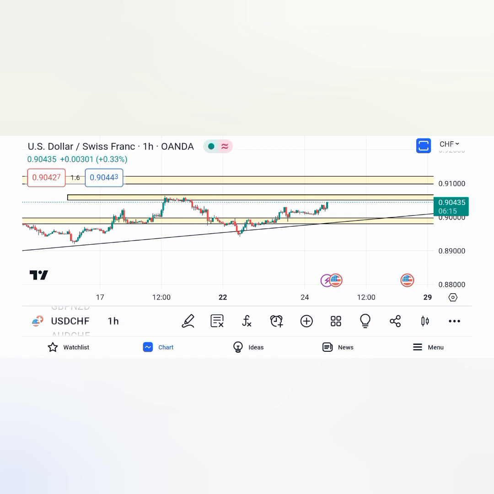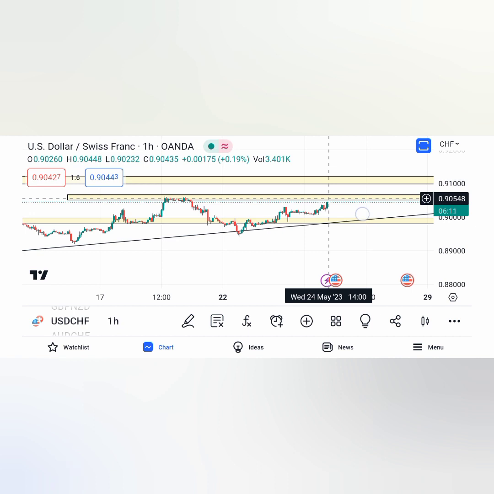So now, for instance, if price gets to this particular key level and we think that price will continue downwards, you have to look for what? A bearish confirming candle. But in this case, looking at the markets from a wider perspective, it's likely that USD CHF will continue upwards. So this is what I have for you on USD CHF.